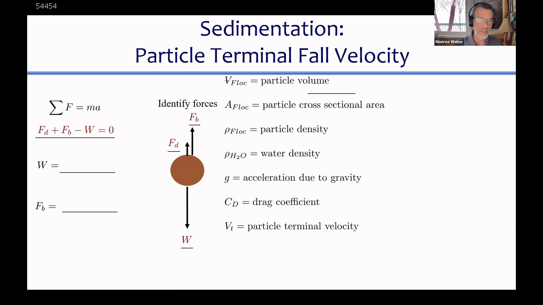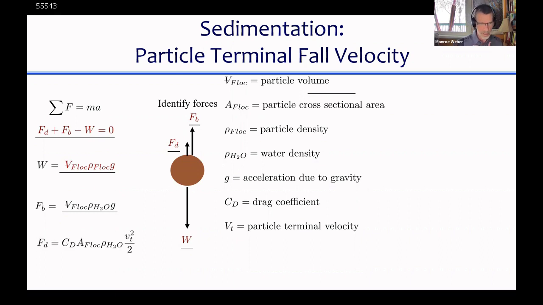The weight of this object is just equal to its volume times rho times g. So it's the density of the flock, since I said I'm talking about a flock, times the acceleration due to gravity. The buoyant force is just the volume of the flock times the density of water times gravity. You probably remember buoyant force from fluid mechanics. That's the force acting in the upward direction.